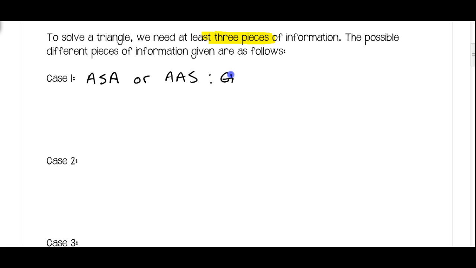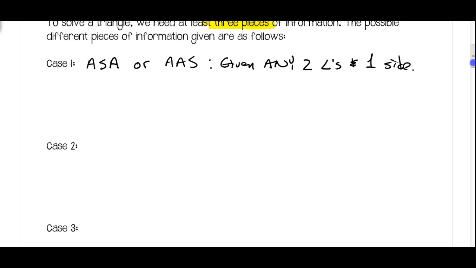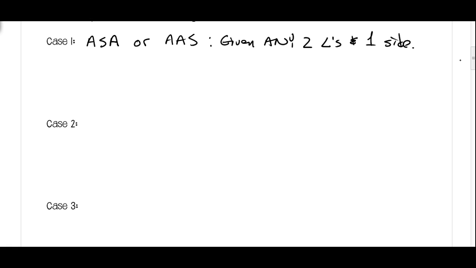Alright, so given any 2 angles and 1 side, that's our first case. And the way you're going to know what case, probably the best way to figure it out, is just to draw a little sketch and then write in the information that you have.